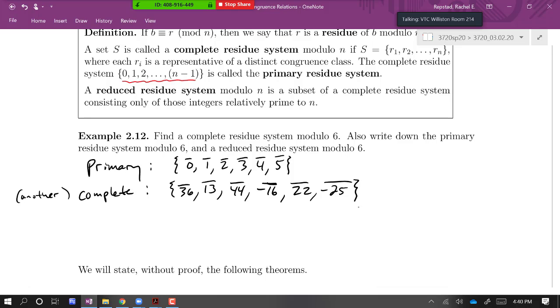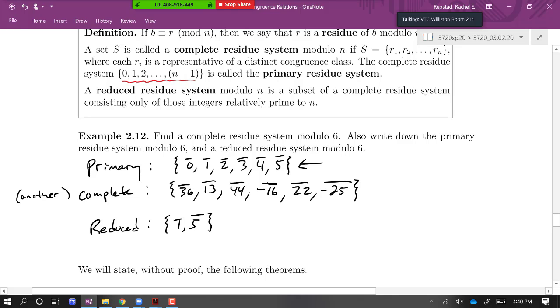Now, a reduced residue system is one where we just take the ones that are relatively prime to the modulus. So a reduced system mod 6. I'll start with the primary and knock out anything that shares divisors with 6. You always knock out 0. 0 is never part of a reduced system. 1 is always in the reduced system because 1 doesn't share divisors with anything other than 1. But look, 6 is divisible by 2 and 3, so we can't include that. We can't include 4 because they share a common divisor of 2. So the reduced system mod 6 is just 1 and 5.